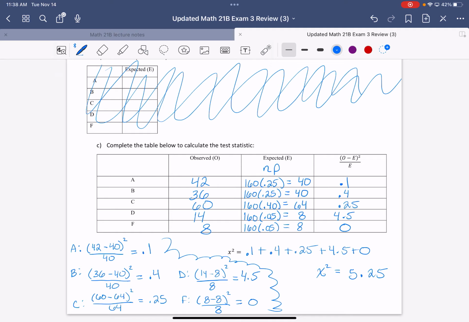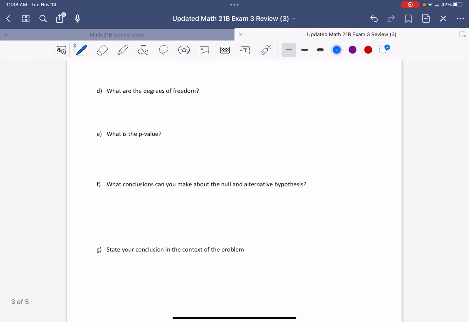So let's continue. The degrees of freedom. To calculate the degrees of freedom for this problem, you do k minus 1. Remember, k is the number of possible outcomes. How many possible outcomes did we have here? We had 5, because you could get a letter grade of A, B, C, D, or F.